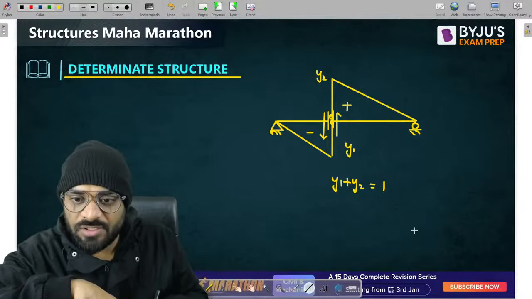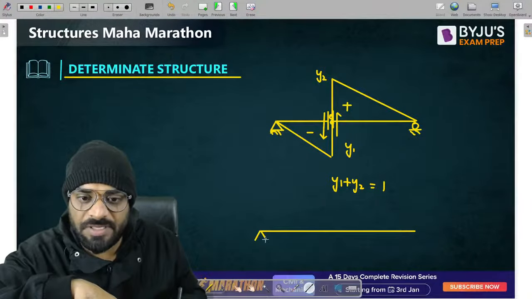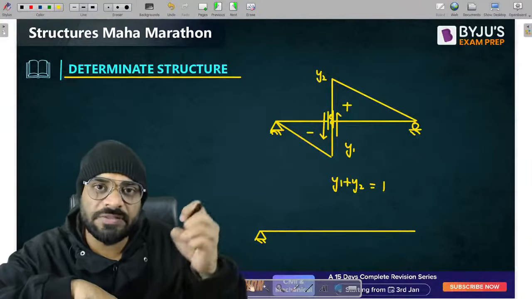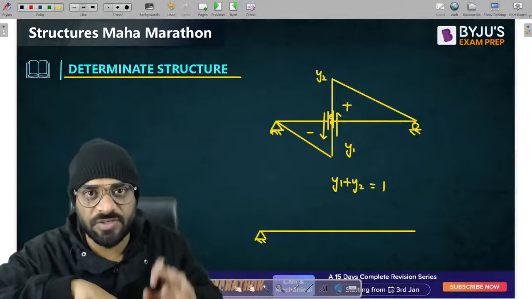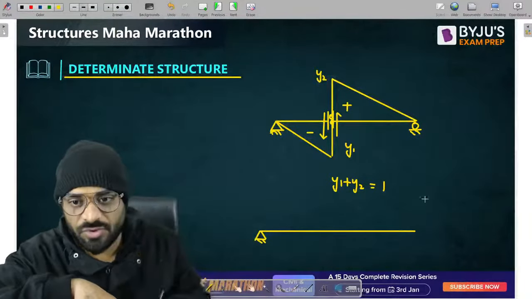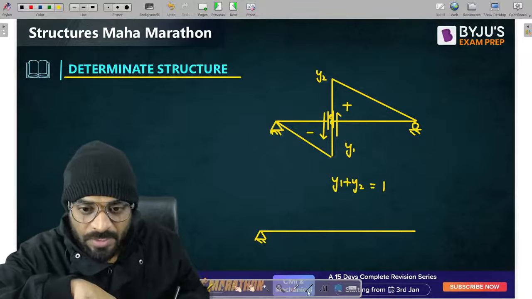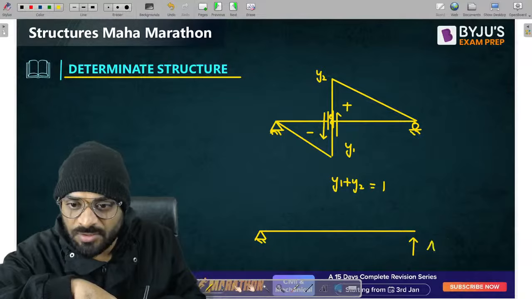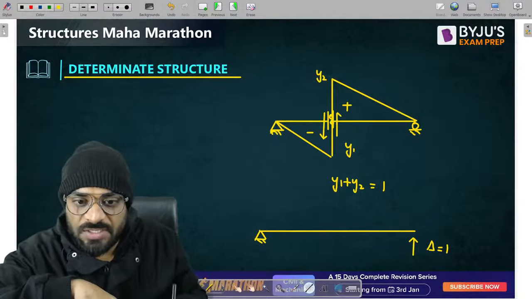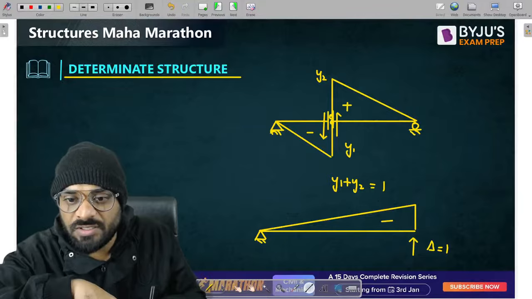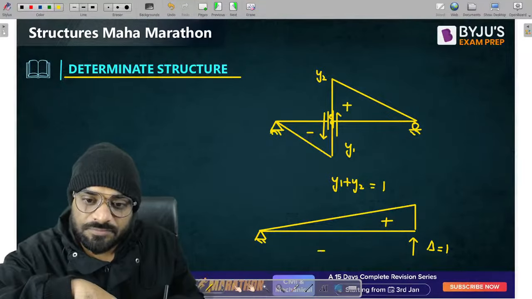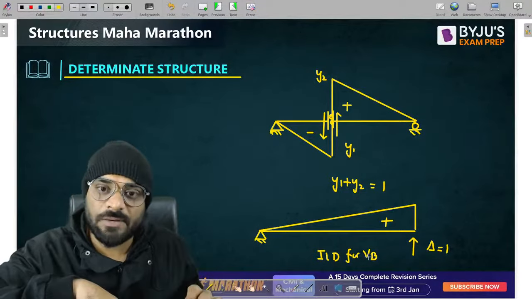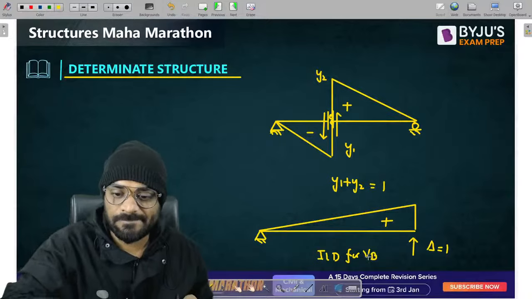Okay. Next one, let us suppose I want to draw the ILD for VB reaction. So as per Mueller Breslau principle, you need to remove, or release, that particular stress function for which you have to draw the ILD. So I am removing the VB reaction over here. Give unit displacement in the direction of that particular reaction. That means delta is equal to 1. And judge the deflected shape of the structure. So this is our ILD for VB. Getting a point? This is the ILD for VB part. Crystal clear?